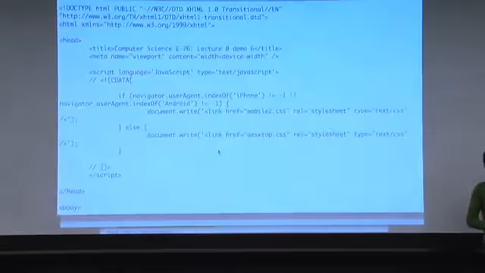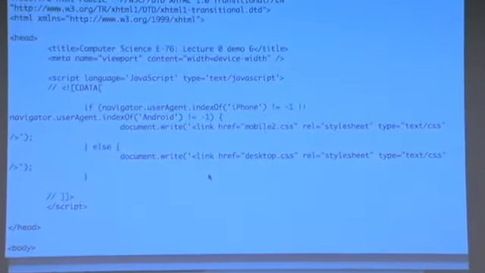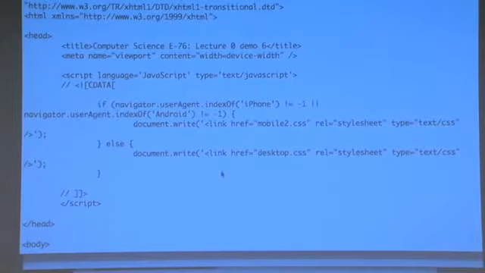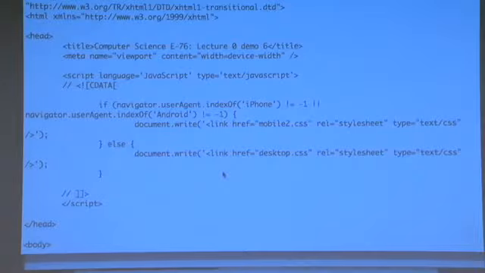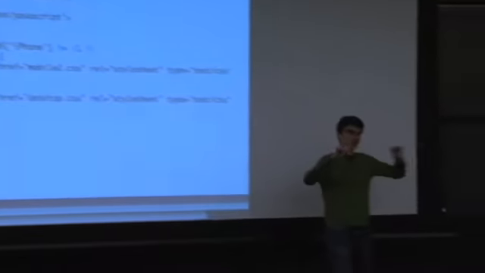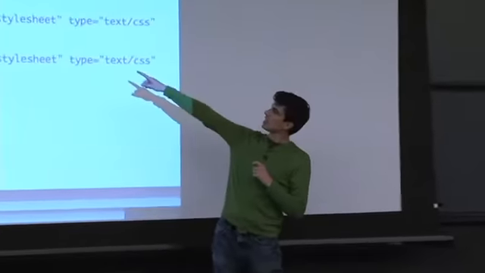If navigator.userAgent.indexOf. So indexOf is a method that allows you to basically search for some text within a string, and if it exists, it tells you the index, it tells you the position of that string within the larger string. So in this case, it's searching this long user agent for the word iPhone.